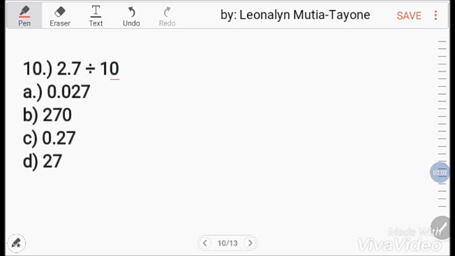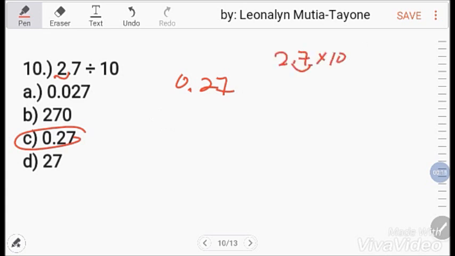So, the answer is number 10. 2.7 divided by 10. So, isang move mo lang dyan, that will be our answer, 0.27. So, ito na yung sagot. Paano? Isipin mo na lang kung i-multiply mo si 2.7 times 10. Mag-move ka to the right para maging 27 siya. Yan yung sagot, 2.7 times 10. That is 27. Pero pag division naman siya, to the left ang point niya. And that will be yung decimal niya. So, the answer will be 0.27.